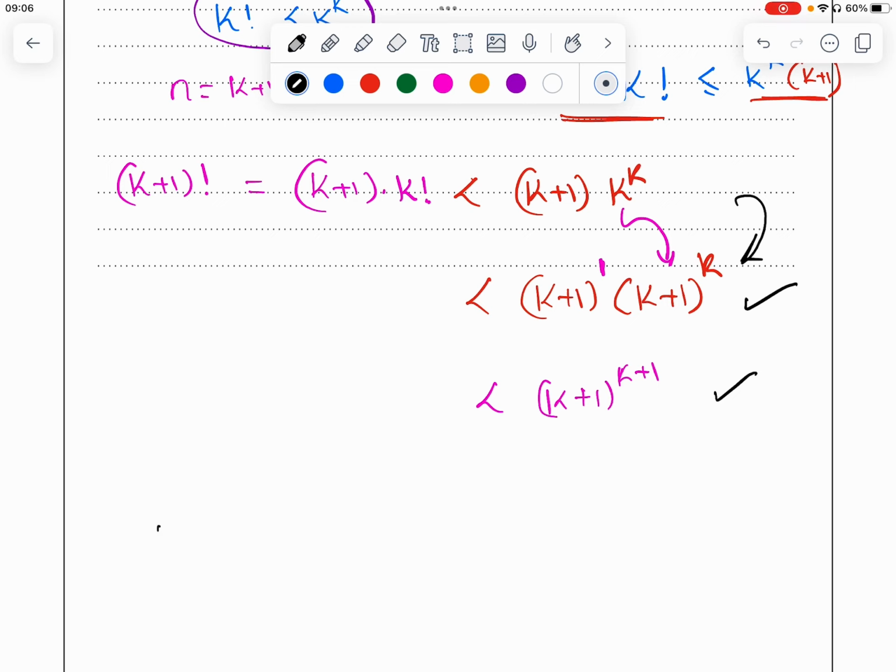So by the principle of mathematical induction, it must be true. Don't forget to write: it must be true for all positive integers.